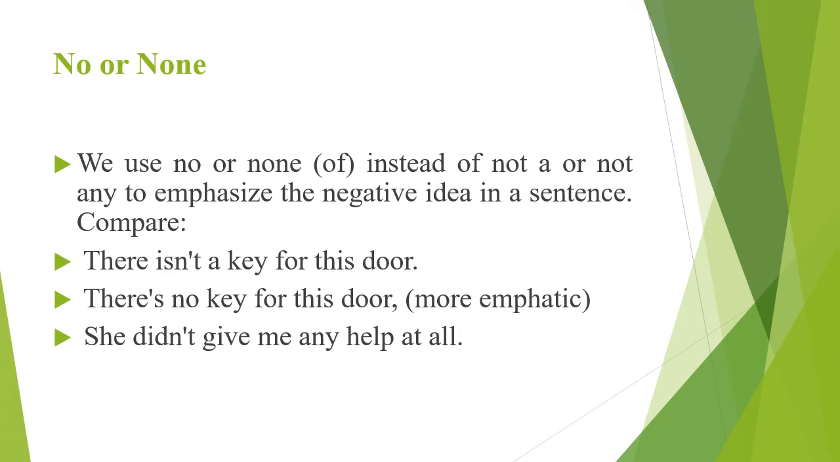When you say she didn't give me any help at all, compare this with she gave me no help at all. In the second sentence, as soon as you use no help, you are more emphatic. You are confirming that she didn't give any help, no help at all, a zero.